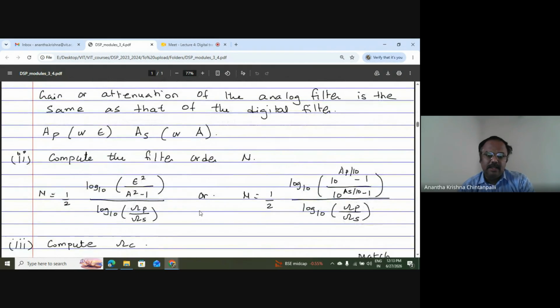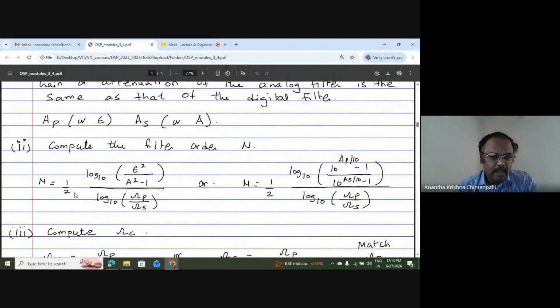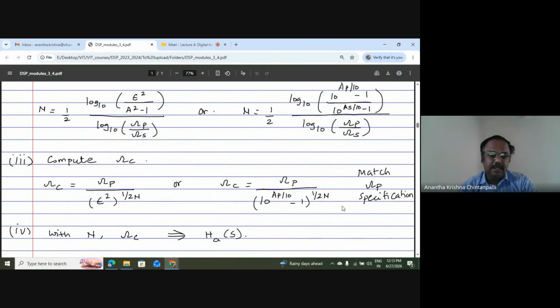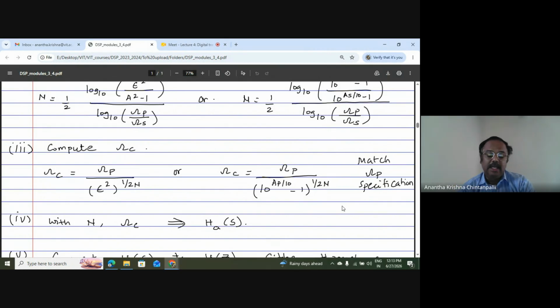Once you have continuous omega p and omega s, and Ap, As or epsilon or A, then I can compute the filter order, which we have done before. If it's a linear scale, you use this filter order expression. If it is a dB scale, you use this filter order expression for the low pass Butterworth filter. Then you compute your omega c, which we have discussed in the linear scale. This is omega c in the dB scale. So make sure that you match the omega p specification. Once you have n and omega c, then you can design a system function Ha(s).